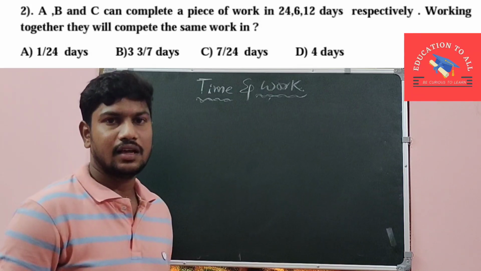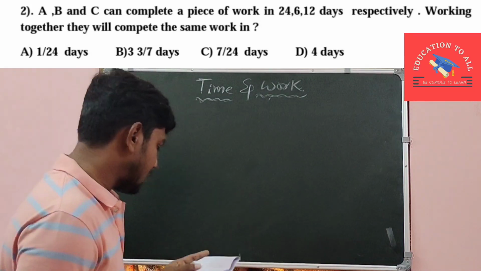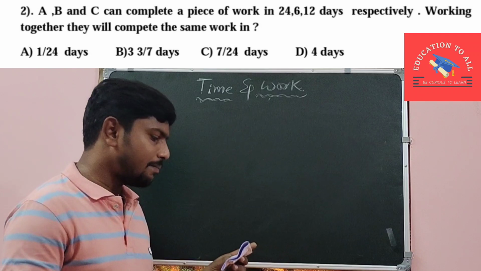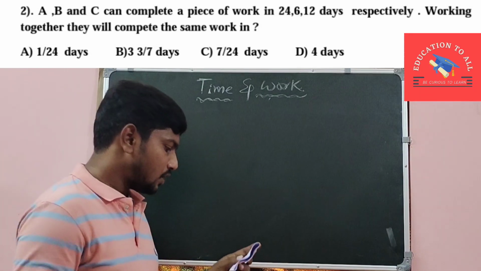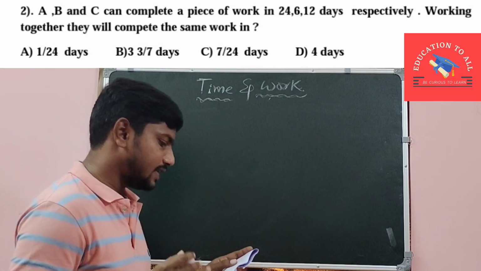Okay, let's move on to one more question. Question number 2. A, B and C can complete a piece of work in 24, 6 and 12 days respectively.